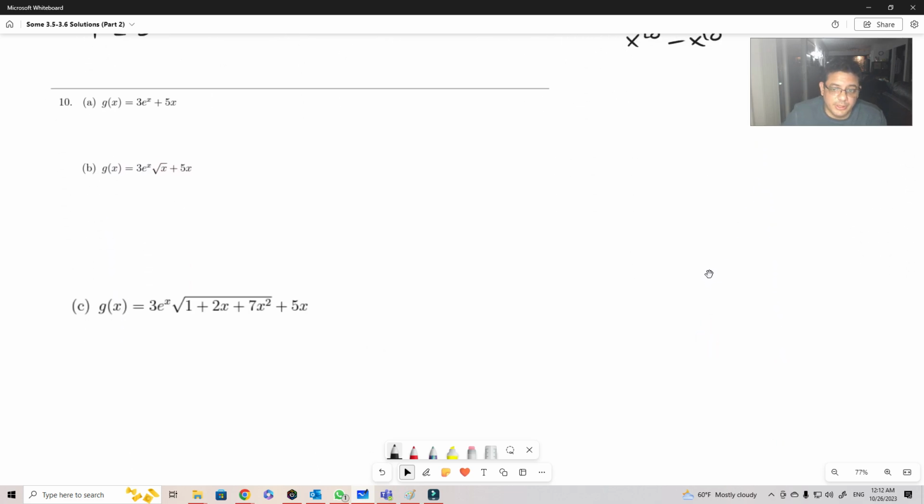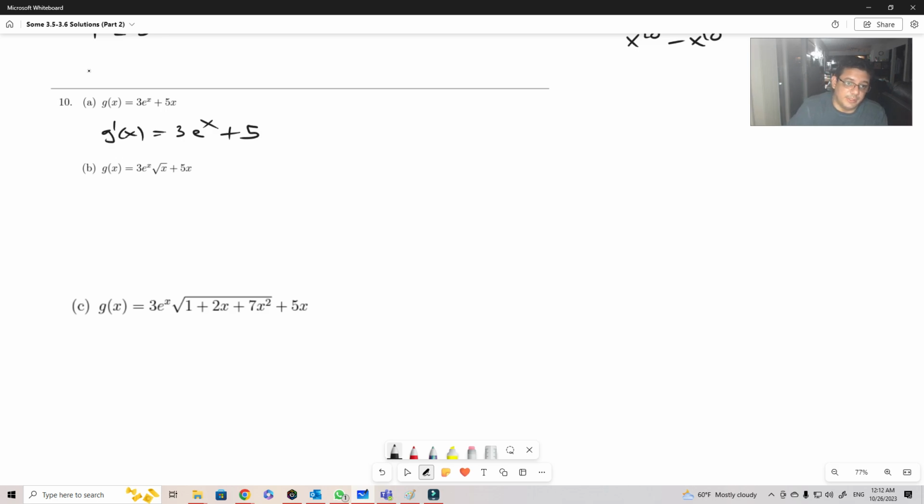Now a couple more exercises to finalize this overview. We have here a derivative that is not going to have anything particular. 3e to the x is just 3e to the x, and 5x is just 5. So we don't have anything special going on in there. This is what we call a basic derivative.